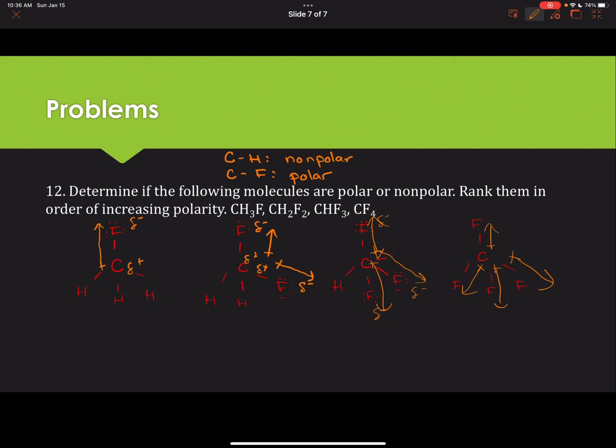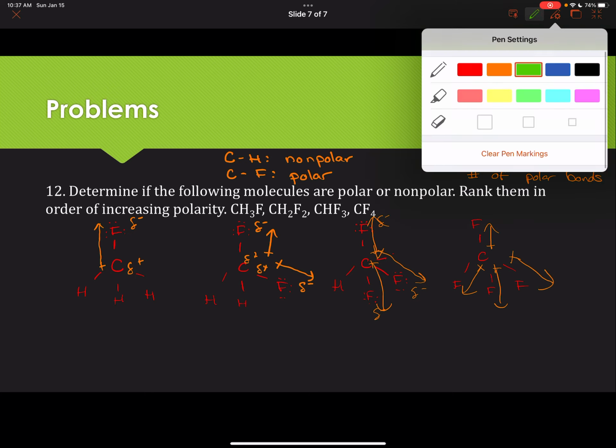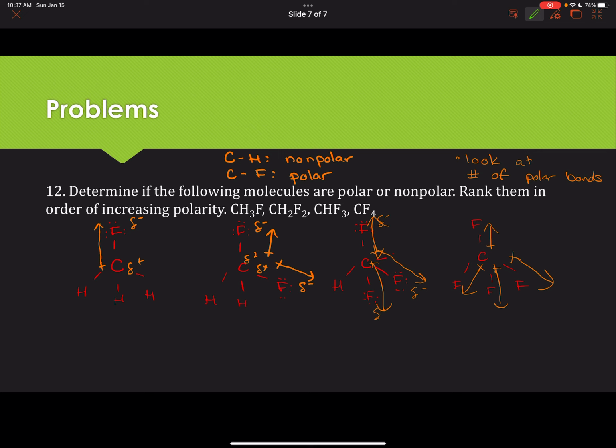So all of these molecules have got polar bonds present in them. Because they're all dealing with fluorines, we're not looking at electronegativity differences because they're all the same bond polarities. So what we've got to look at are the number of polar bonds. So we said before that as the number of polar bonds increases, the overall molecule polarity decreases.